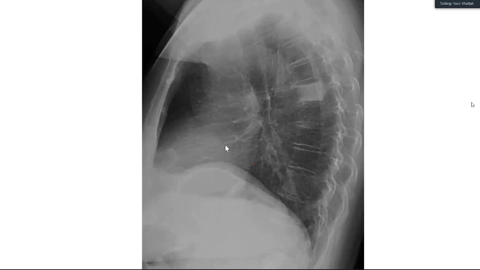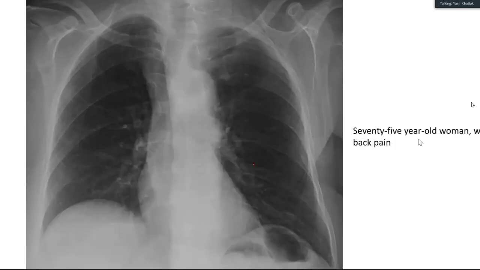So, staying on the lateral view, this is a vertebra. Is hemangioma always this dense on the plain X-ray? If you see another one, do you see something here? Yes, sir. Right. So now you have two areas of dense vertebral bodies. You have a 75-year-old woman, true?